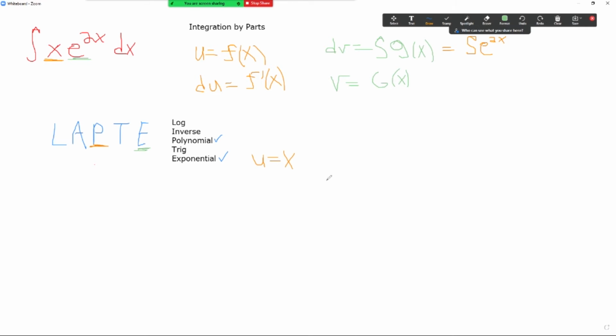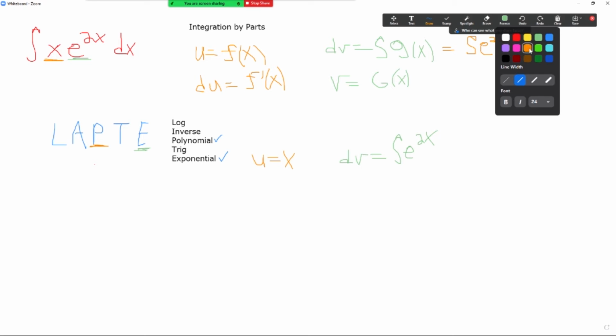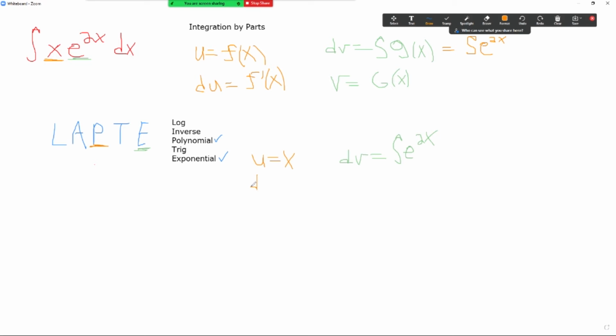So now we have that dv is the integral of e raised to the 2x. And then the next step in integration by parts is you have to find du, and then you have to find v. So du is just the derivative of u. So here, the derivative of x is just 1 dx.